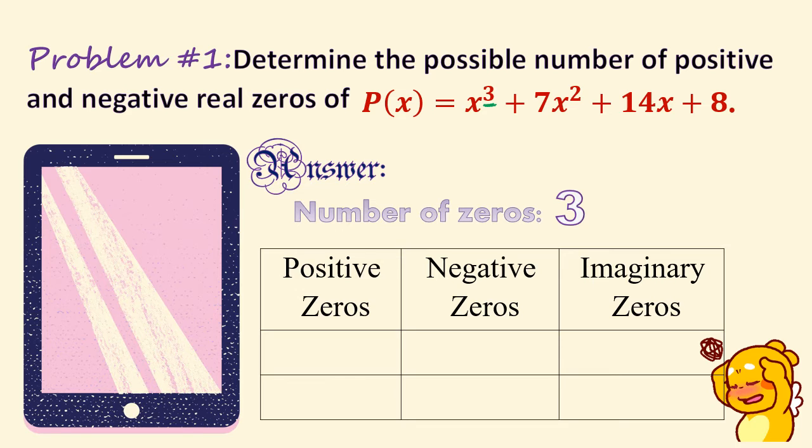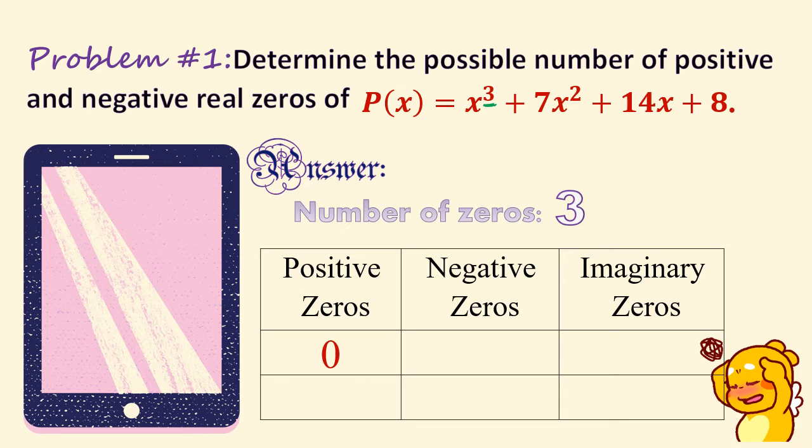So positive x cubed becomes positive 7x squared. Positive and positive, is there a variation? There is no variation. Positive 7x squared, next to that is positive 14x. Both positive again. Is there a variation? None. And the same goes with positive 14x and positive 8. There is no variation. So therefore, we can say that applying Descartes' rule of signs, the maximum number of positive zeros is 0.